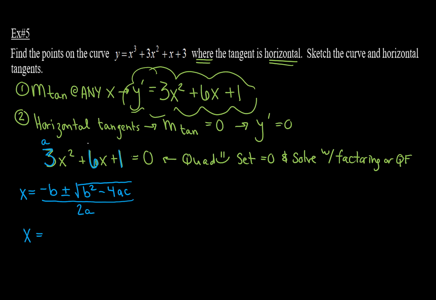So here's my a, here's my b, here's my c. And again, this thing has to be equal to 0 in order for all this stuff to be true. And it is. It's equaling 0. So I'm going to start plugging it in.